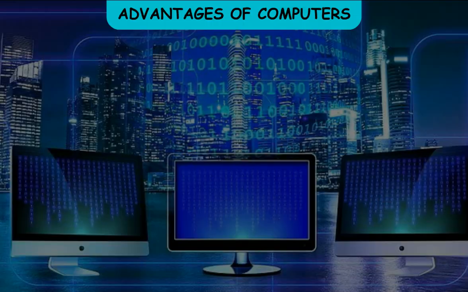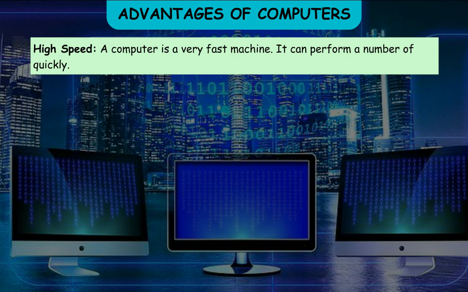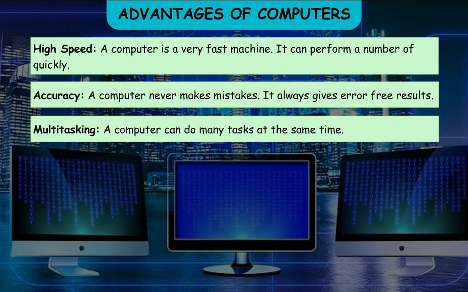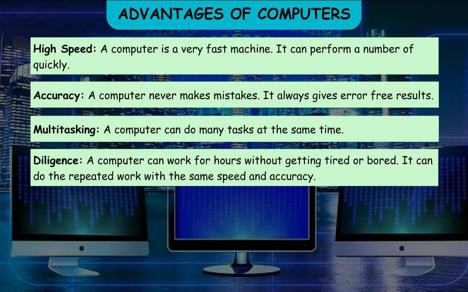Advantages of computer. High speed. A computer is a very fast machine. It can perform a number of calculations quickly. Accuracy. A computer never makes mistakes. It always gives error-free results. Multitasking. A computer can do many tasks at the same time. Diligence. A computer can work for hours without getting tired or bored. It can do the repeated work with the same speed and accuracy.